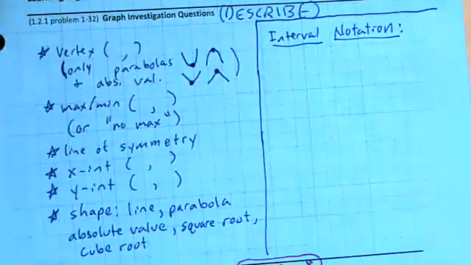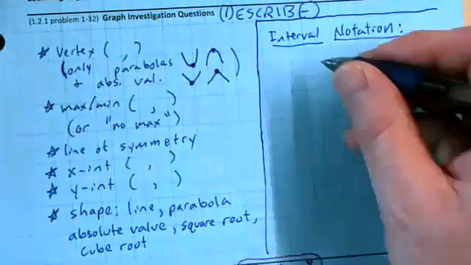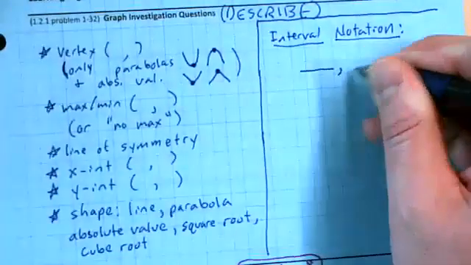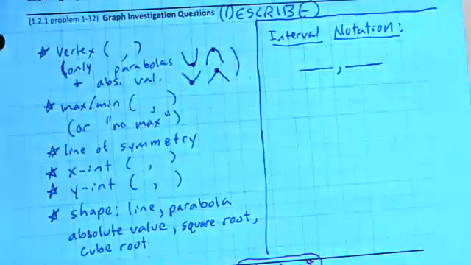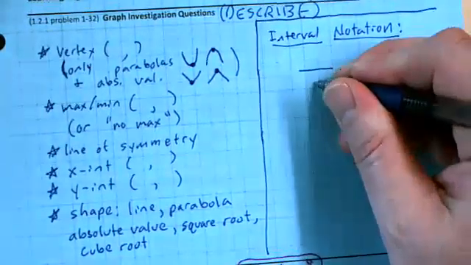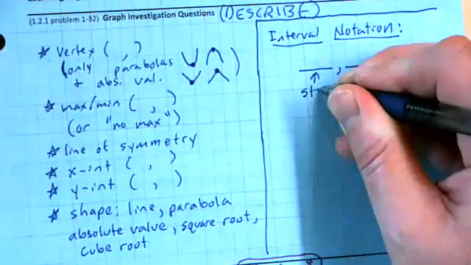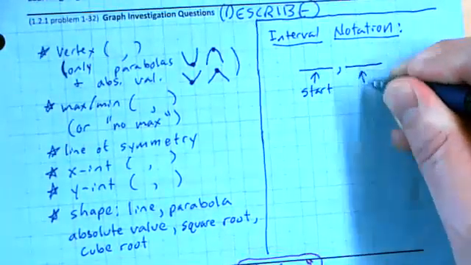Interval notation kind of looks like an ordered pair. You know how when you write a point, it's like an X value, comma, Y value? It kind of looks like that because you're always going to give me two numbers with a comma in between, but it's not going to be an X coordinate and a Y coordinate. Instead, it's going to be a starting value and an ending value.